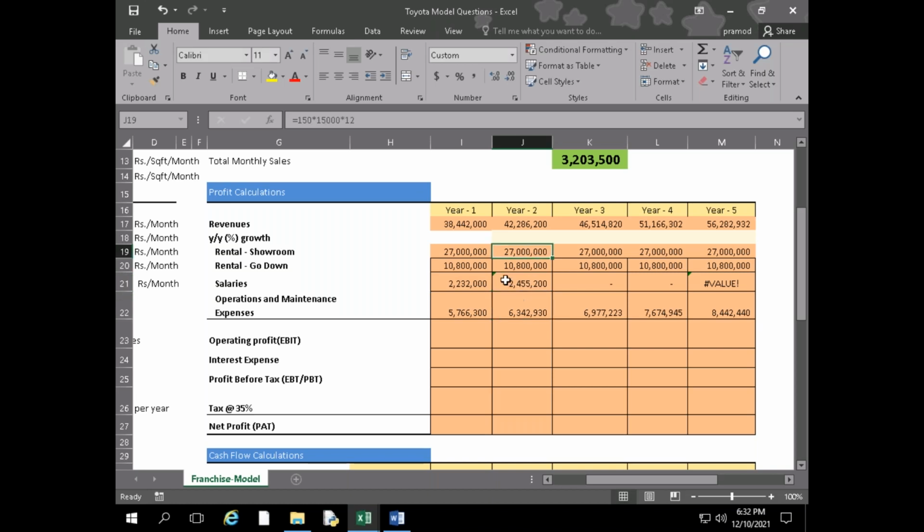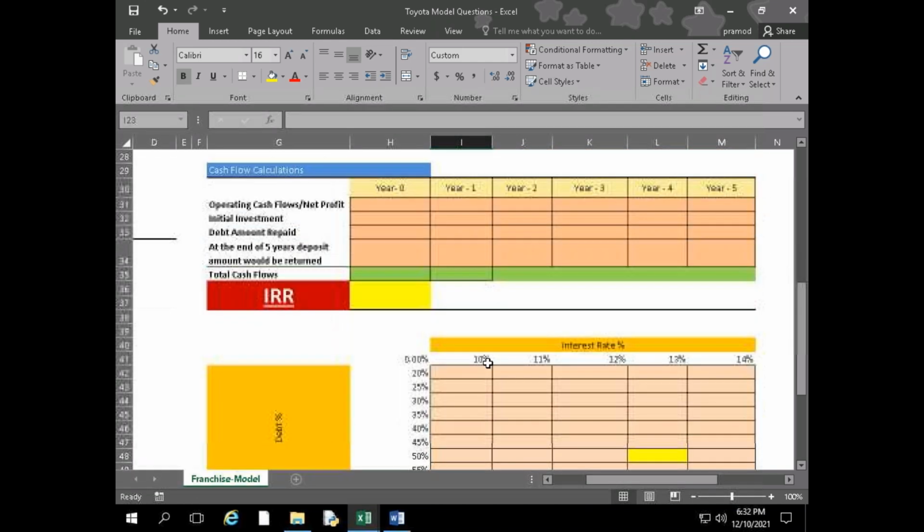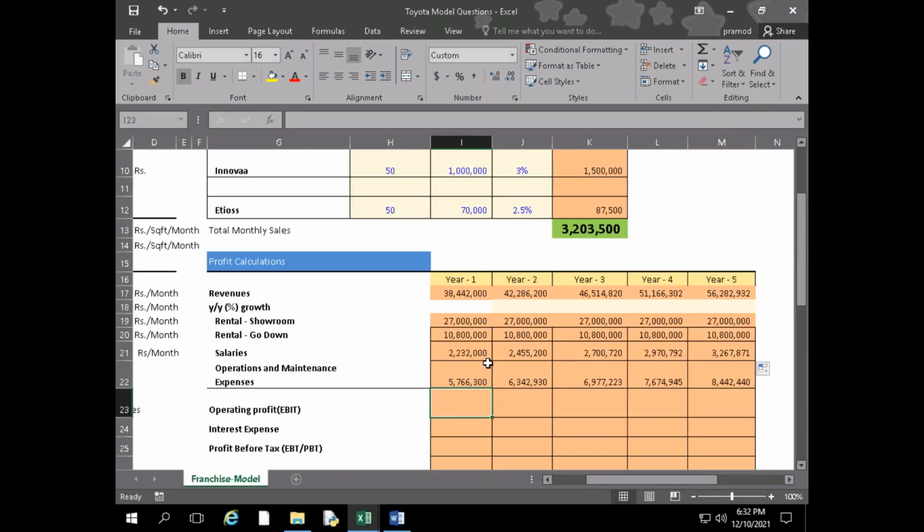So all this you do, the EBIT also you do. The next class we continue. Monday I will finish this model. So it's okay, sir. Now we'll finish it off.